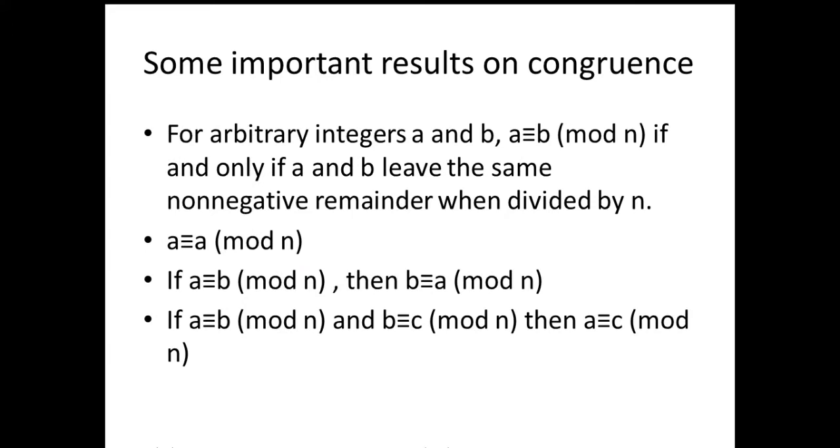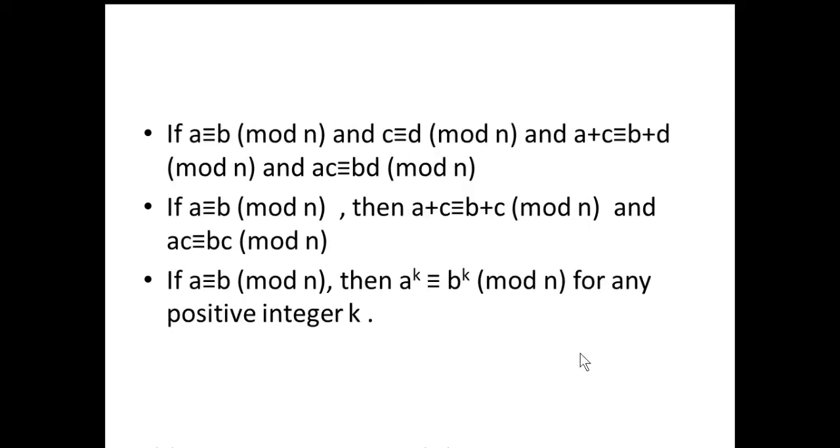These are some of the properties of congruence. First, a is congruent to b mod n if and only if a and b leave the same remainder when divided by n. Any number a is congruent to itself. If a is congruent to b, then b is congruent to a also. If a is congruent to b and b is congruent to c, then a is congruent to c.